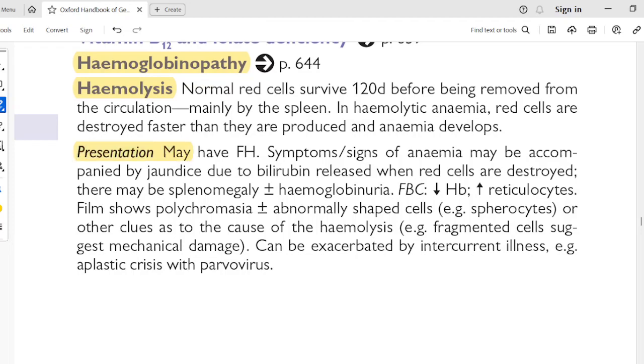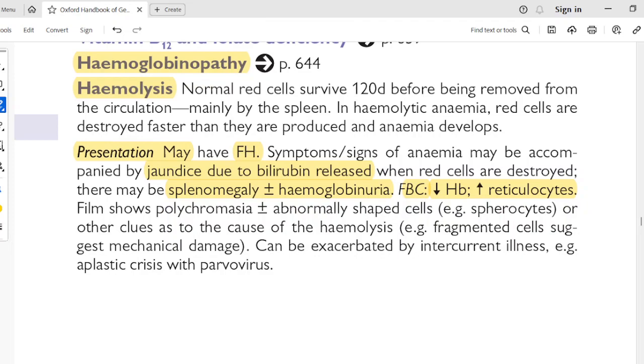Presentation: may have a family history of hemolytic anemia. Symptoms and signs of anemia may be accompanied by jaundice due to bilirubin released when red cells are destroyed. There may be splenomegaly or hemoglobinuria. Full blood count should be done, in which hemoglobin will be decreased and reticulocytes will be increased. When there is less hemoglobin and increased reticulocytes, then we have to think in terms of hemolysis.